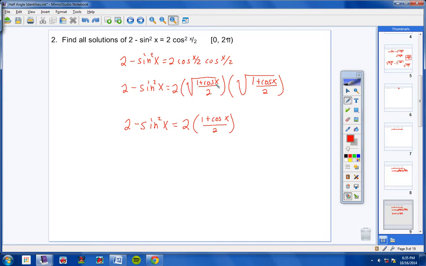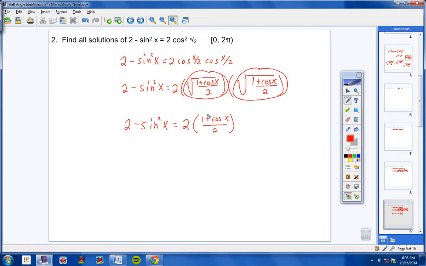So I took this radical times this radical here, and remember, anytime you multiply a square root times a square root, if the radicands or the insides are the same, you just get out what's on the inside, okay? So the square root of (1 plus cosine x)/2 times the square root of (1 plus cosine x)/2 is just (1 plus cosine x)/2, okay?